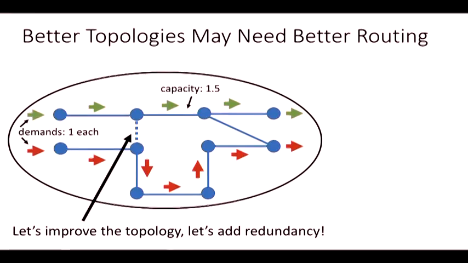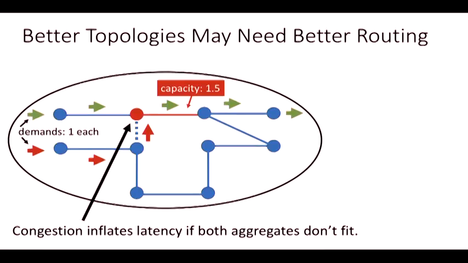So if we want to have redundancy, we need to change the topology. So we're going to improve the topology and add a link. Notice, however, that the addition of this link changes the behavior of the routing, because the shortest path now basically goes to the top for the bottom aggregate, which means that the capacity of the link is 1.5, and we have two demands of 1 unit each, so we have congestion.